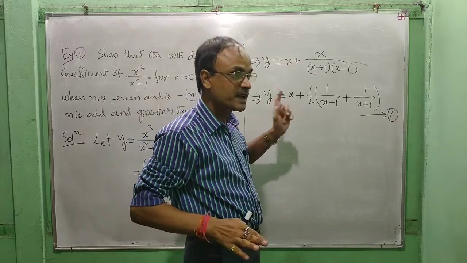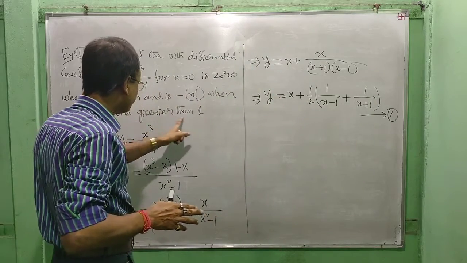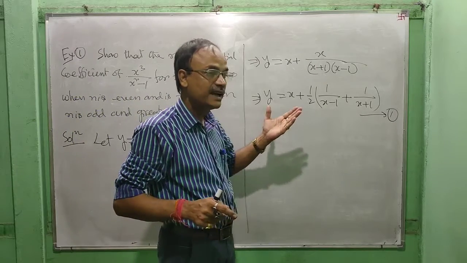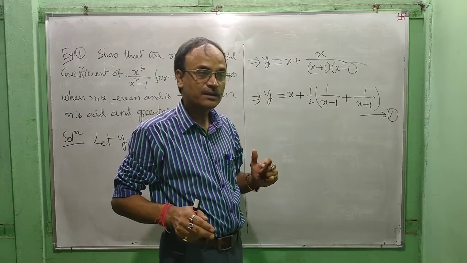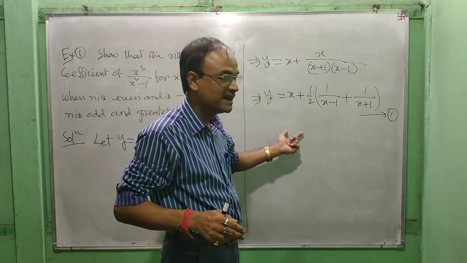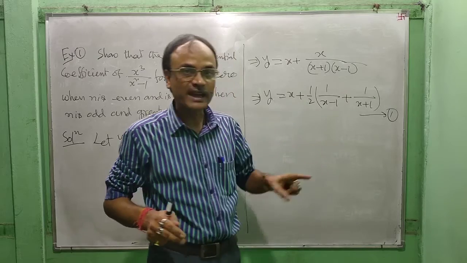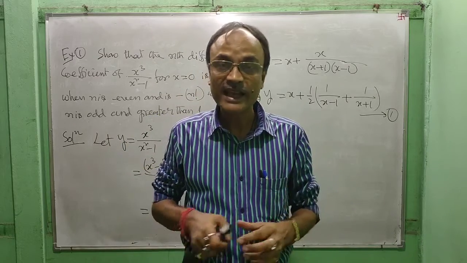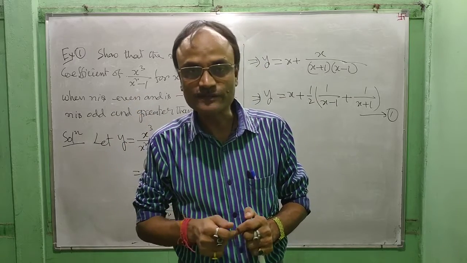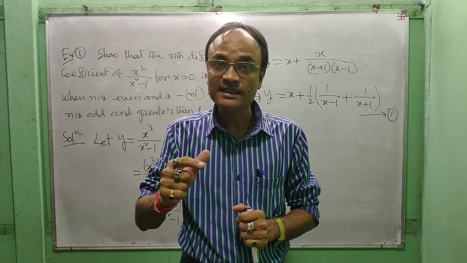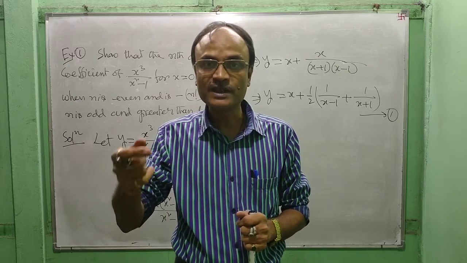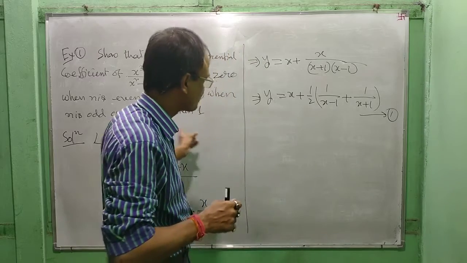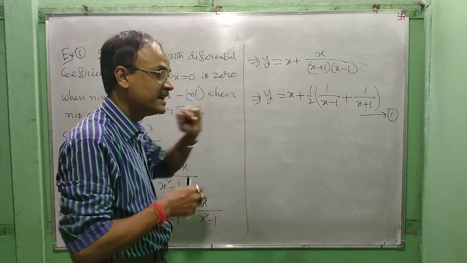Now notice that n is odd and greater than 1. The value of n may be an even number. When n is even, then the value of n will be 2, 4, 6, 8, 10 like this. And when n is odd, the value of n is 3, 5, 7, 9 like that. It is not 1. It is greater than 1.